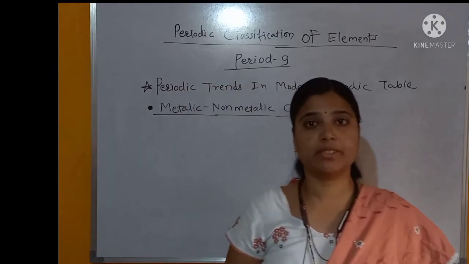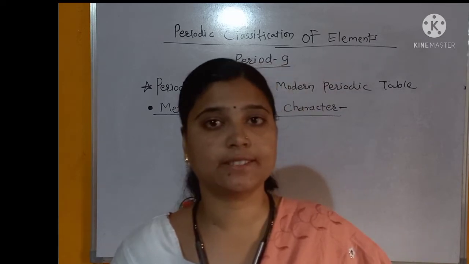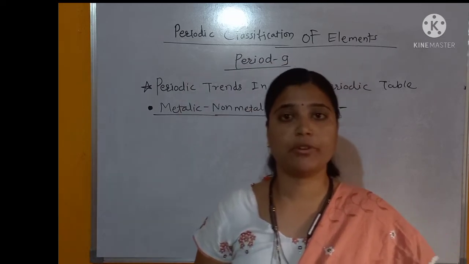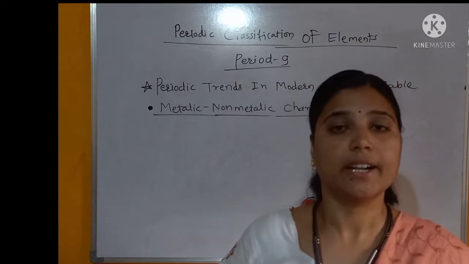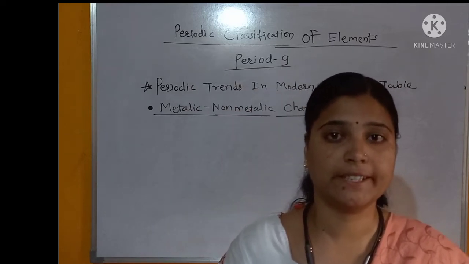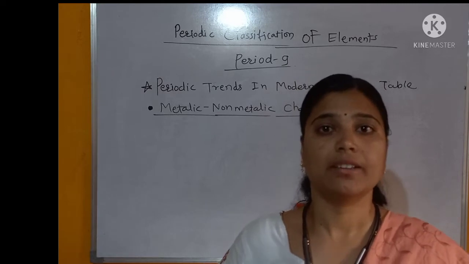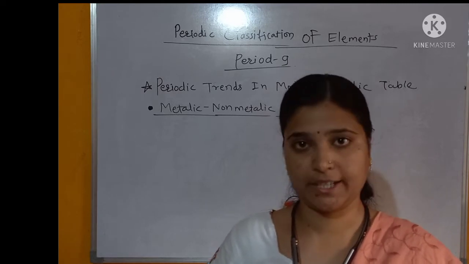Hello students, in the previous lecture we saw the periodic trends in the modern periodic table. The first periodic trend is valency and the second is atomic size, and today we discuss the third trend in the modern periodic table, that is the metallic and non-metallic characters.